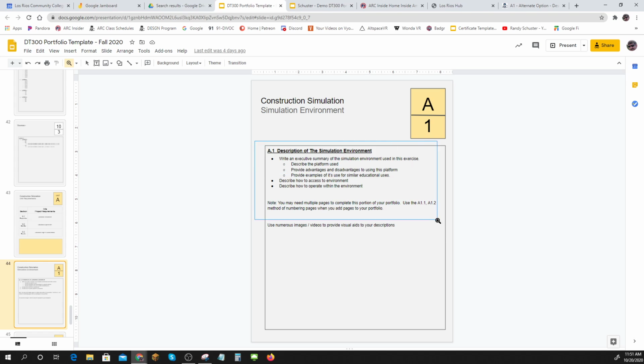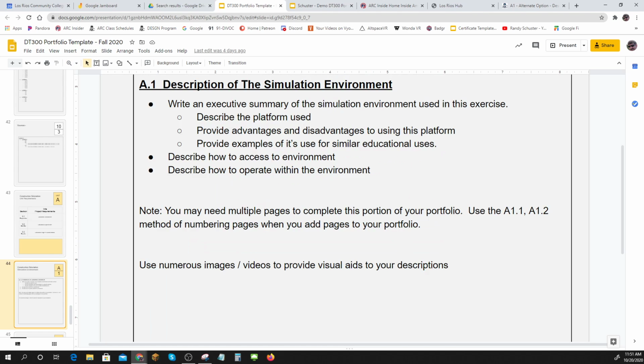So what you're going to do is you're going to describe the simulation environment. That's key for anybody who's going to look at your simulation documentation. They have to know what it is. Describe the platform. It's an executive summary. Describe the platform, the advantages or disadvantages, and how it's used for other educational uses. So you're going to describe the Minecraft educational learning platform, simulation platform, how to get to it, and how to operate in it. Okay, and so that's sort of your starting point.